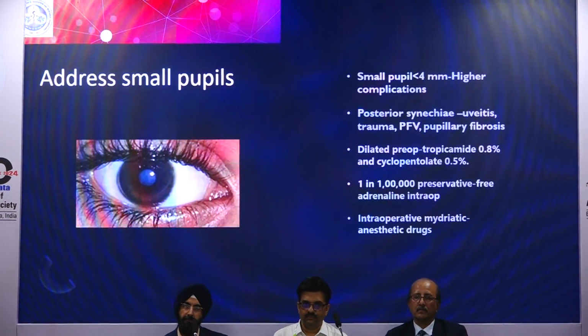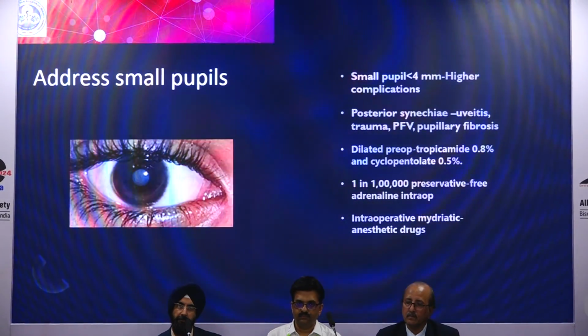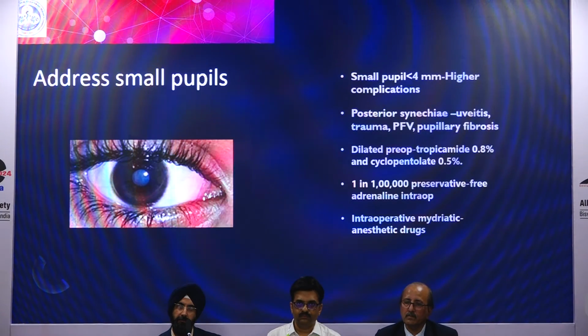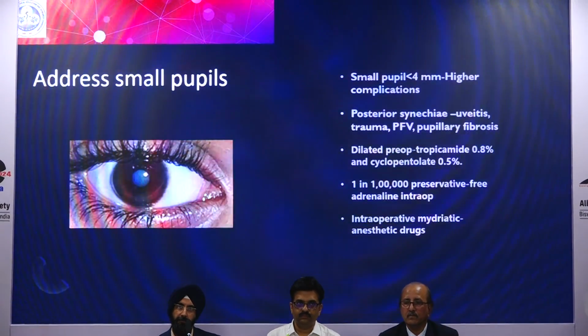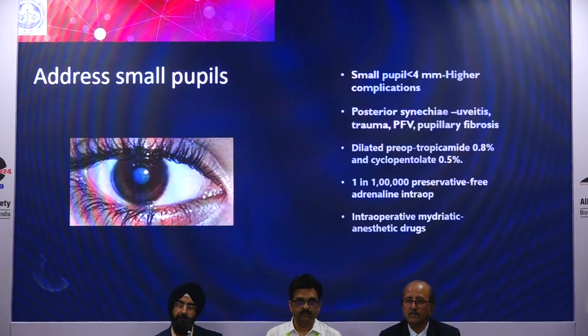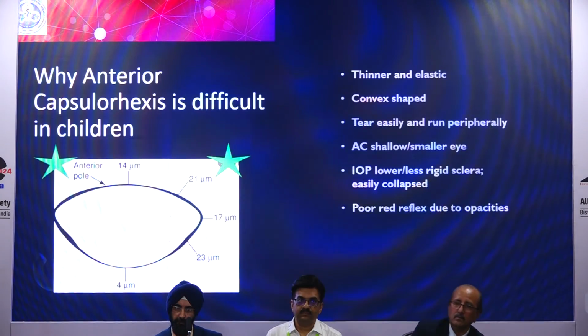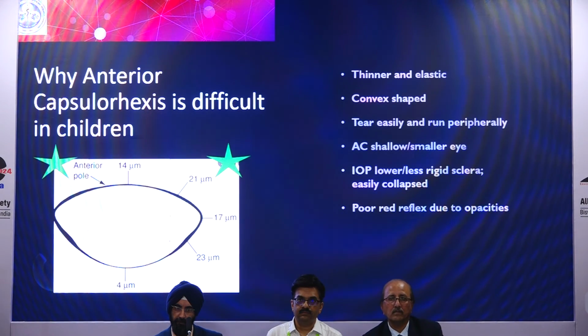There can be small pupil due to posterior synechiae, as in uveitis, trauma, persistent fetal vasculature, or in cases of pupillary fibrosis. We should dilate the patient pre-op with tropicamide or cyclopentolate, or we can use intraoperatively 1 in 1 lakh adrenaline. We can also now use intracameral mydriatics like Phenocaine, no financial disclosures, which is a combination of tropicamide, lignocaine, and phenylephrine hydrochloride.